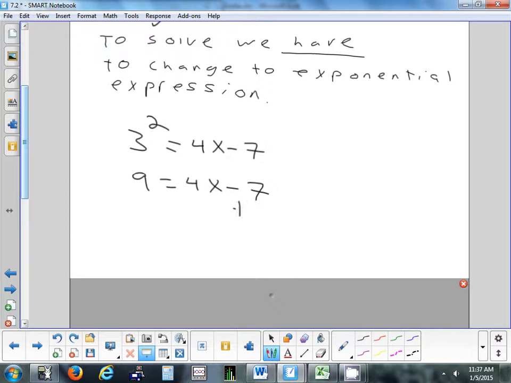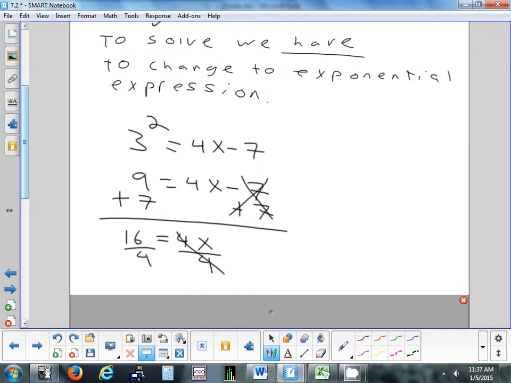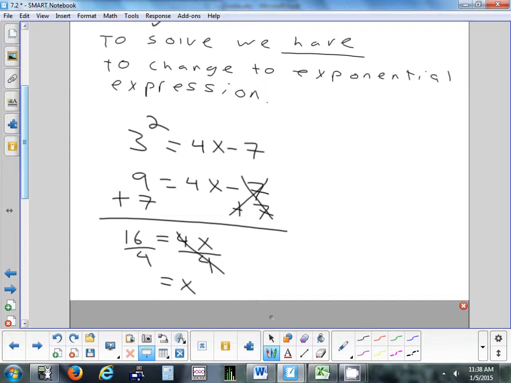Add 7. So that's going to cancel. And what will that give me for a new equation? 16 equals 4x. Good. 16 equals 4x. Last step, divide by 4, divide by 4. And Tom, what do I get for x? What is it? 4, yeah.